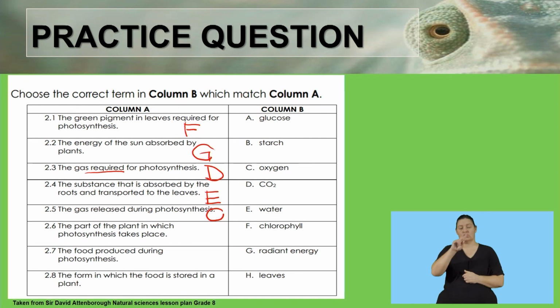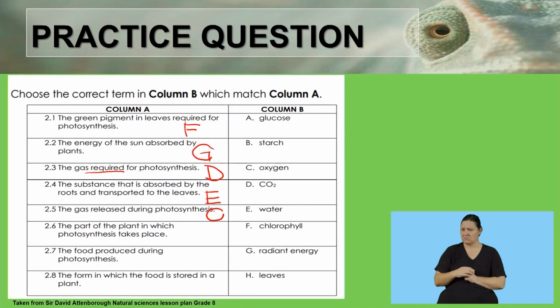Right, 2.6 is the part of the plant in which photosynthesis takes place. So where in a plant does photosynthesis take place? Does it take place in a glucose? Does it take place in a starch? No. Oxygen? No. Does it take place in carbon dioxide? No. Water? No. Chlorophyll? No. Radiant energy? No. But it does take place in the leaves of the plant. Yes. So 2.6 is H.